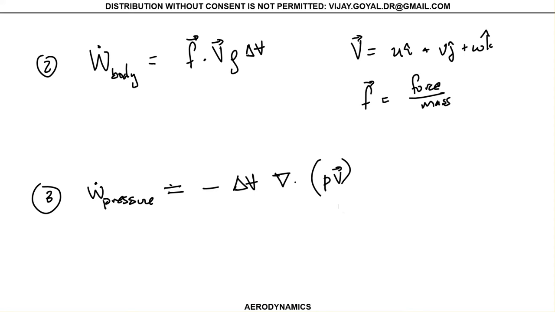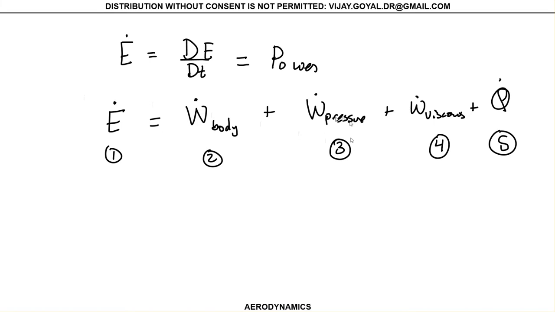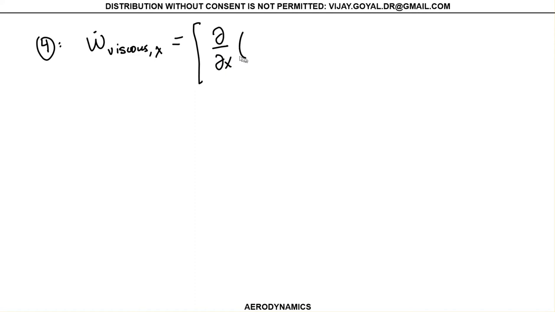Then the next term, term number 4, the viscous term. Again, I'm going to save ourselves from all the derivations here and just give you the final answers. The derivations can be found in many of the textbooks, but we just care for the final answers, and that's what I really want to focus on.